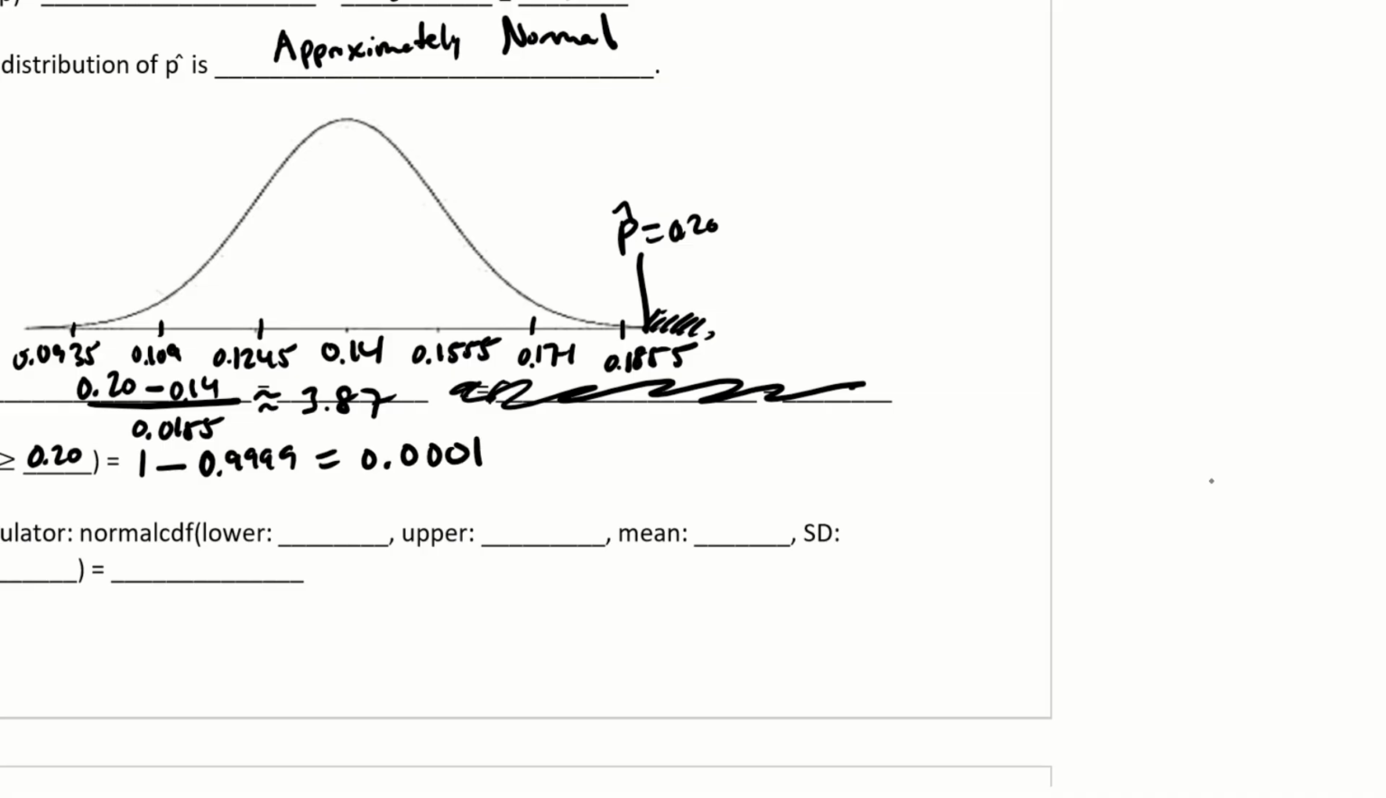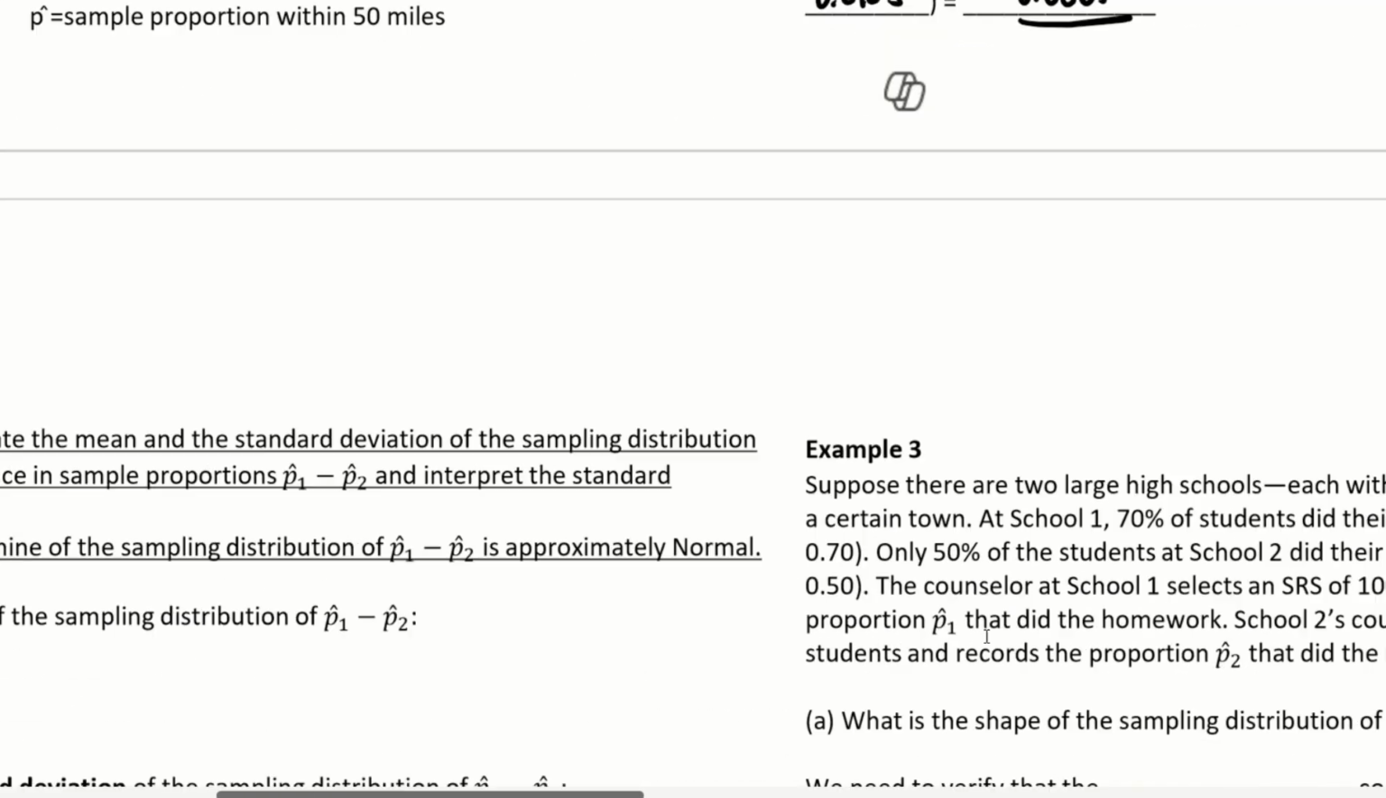Okay, you're going to get the same thing if you do normal CDF. So the lower is 0.20, the upper is infinity, or a really big number, or 1,000. The mean is 0.14, the standard deviation is 0.0155, and as a result, you get 0.0001. Okay? All right, so let's look at the next learning target.